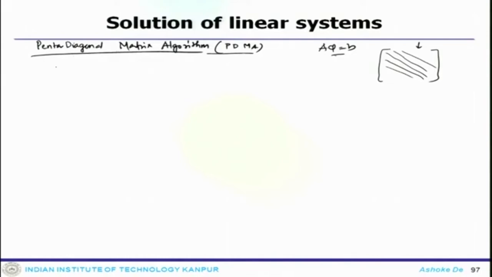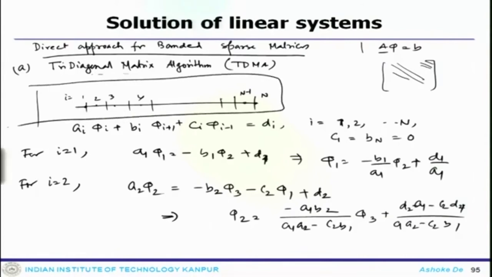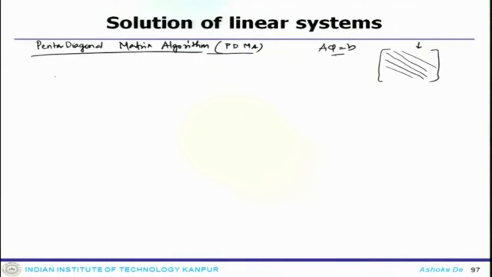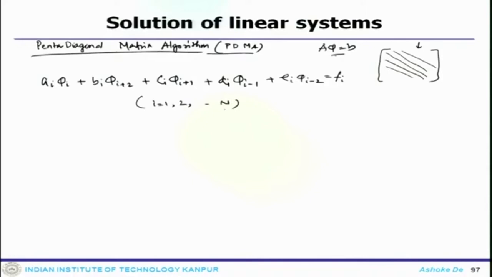And if one uses the very standard notation, like the one which we have used here, where i goes from 1 to n, then the equation system for the pentadiagonal system would be A_i phi_i plus B_i phi_(i+2) plus C_i phi_(i+1) plus D_i phi_(i-1) plus E_i phi_(i-2) equals F_i, where i goes 1, 2 to n. If you see, the base variable at i is equally distributed between i plus 1, i minus 1, i plus 2, i minus 2, and there are coefficients associated with it.